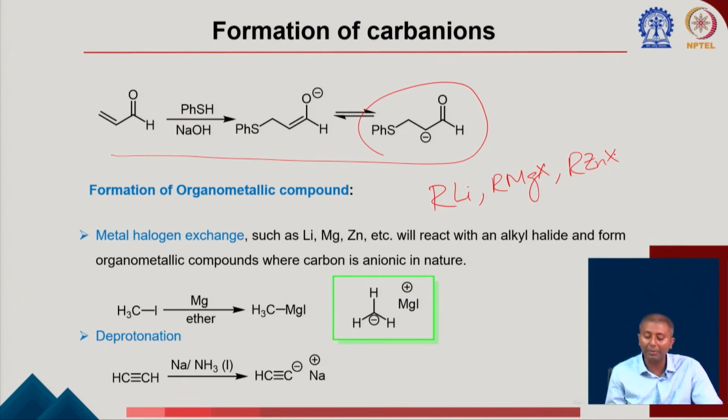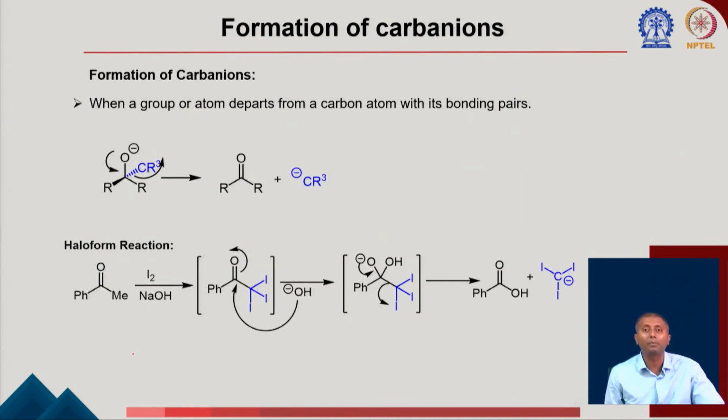In the case of organolithium, you generally see a metal-halogen exchange happen from the corresponding alkyl halide. We are going to talk about this type of organolithium and organomagnesium in great detail towards the end of this course. We have a particular module dedicated to the synthesis and reactivity of organolithium, magnesium and the corresponding zinc. Other methods, as I mentioned, include deprotonation of acetylene to generate the corresponding carbanion.